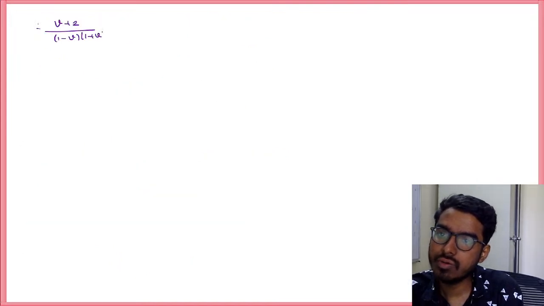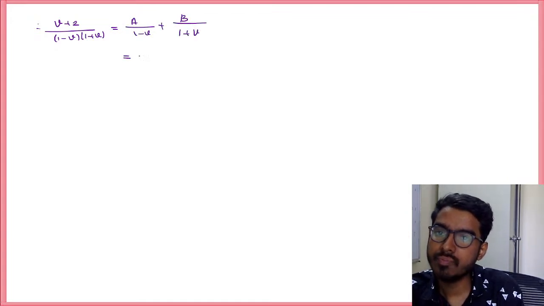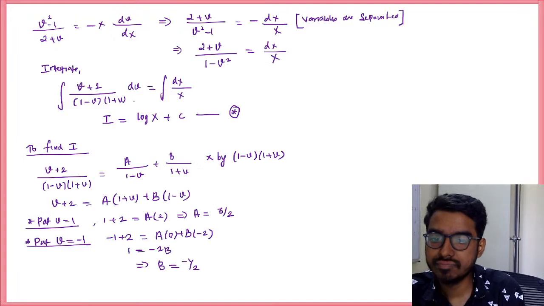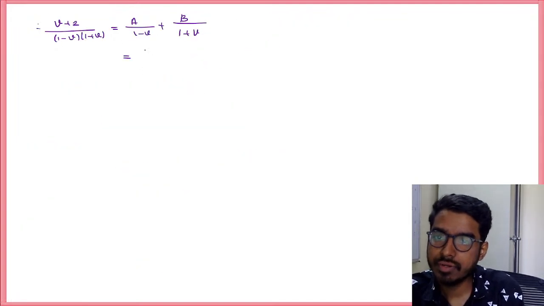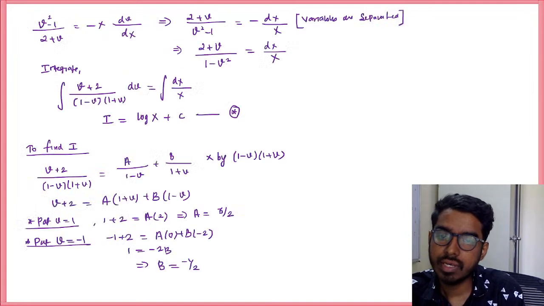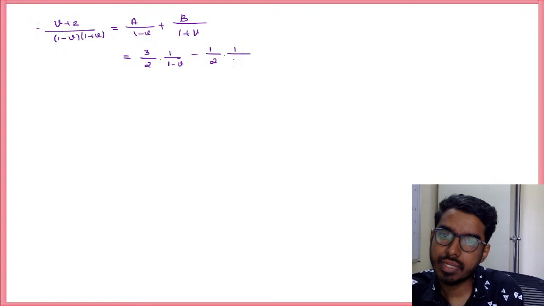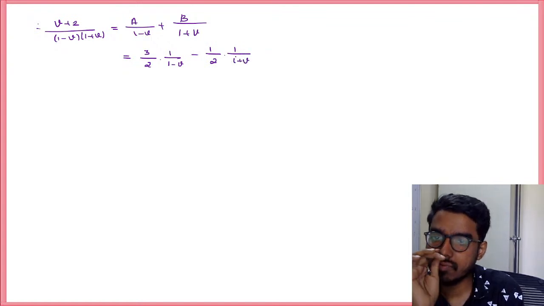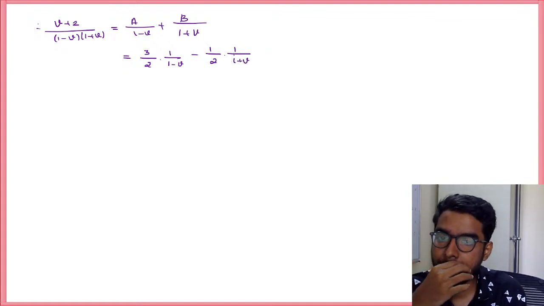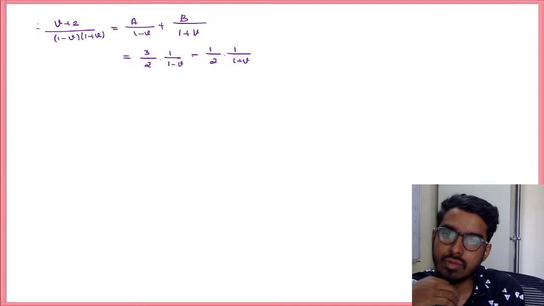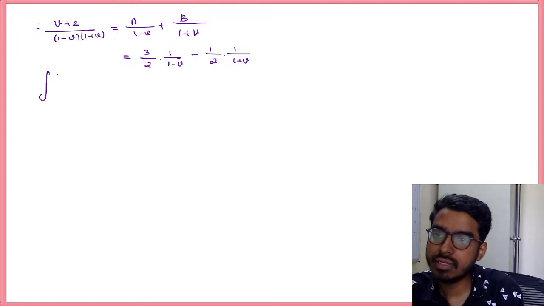1 minus b, 1 plus b will be a by 1 minus b plus b by 1 plus b. What is a? A is 3 by 2. So 3 by 2 into 1 minus b, and b is minus 1 by 2 into 1 plus b, right? Okay, now integrate this. So integration of this value of I, right?